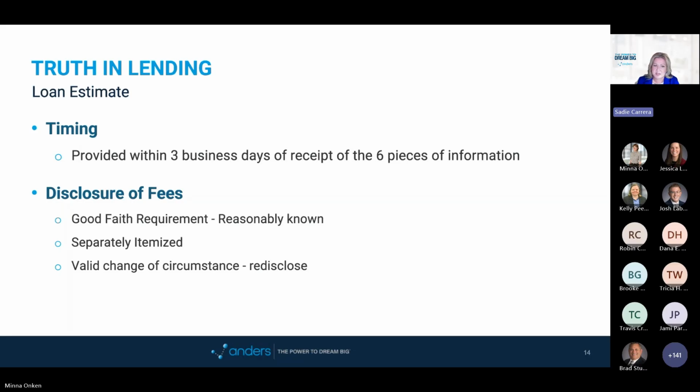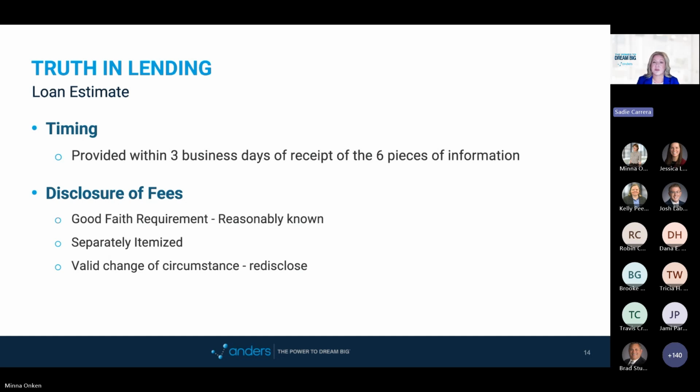Now, some examiners take that approach that an untimely provision of an LE is the same as us not providing an LE at all. And as we know, that could be very costly, since the lack of an LE means that no costs can be charged to the consumer at consummation, because we didn't give them any estimated costs to begin with. The LE must be provided within 3 business days of receipt of those 6 pieces of triggering information.